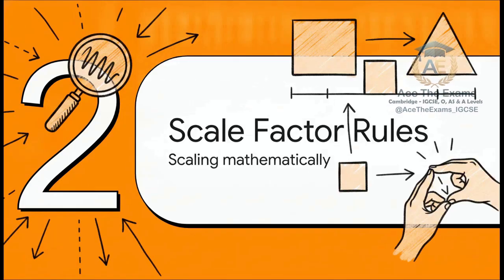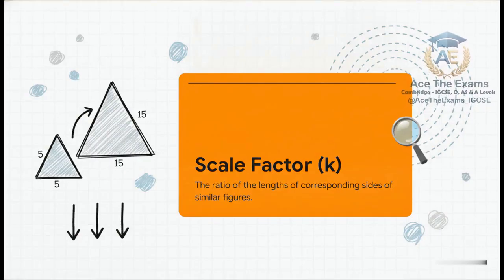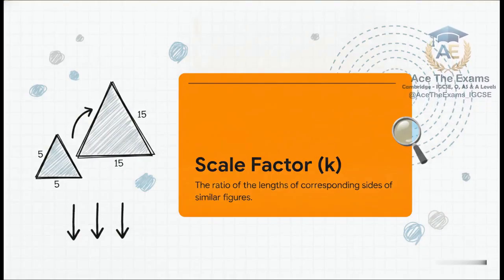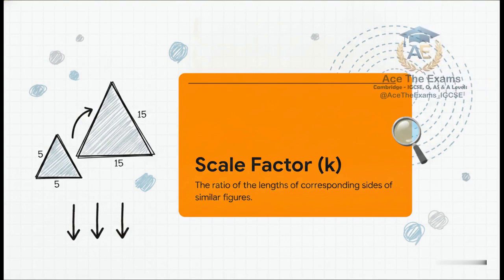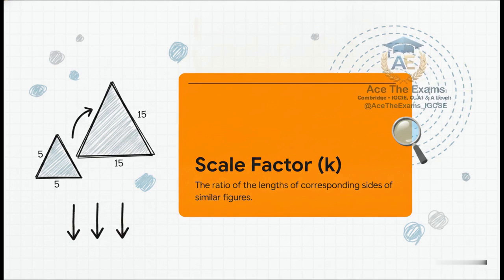All right, Section 2. The scale factor rules. Now that we have our definitions locked down, let's see how similarity actually scales mathematically in one dimension. This is where we put real numbers to that pinch and zoom idea. The crucial point here is that if you divide a side length of your new, enlarged shape by its corresponding original side length, you get k. That is your scale factor.